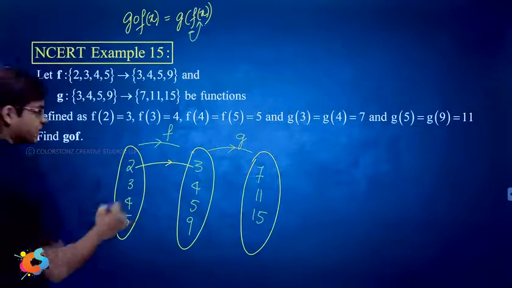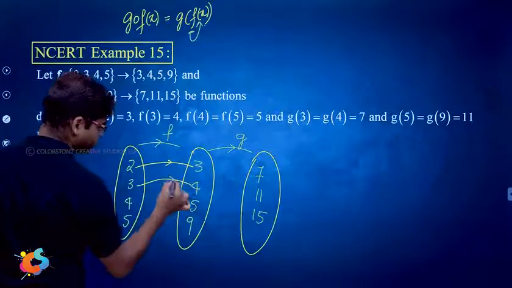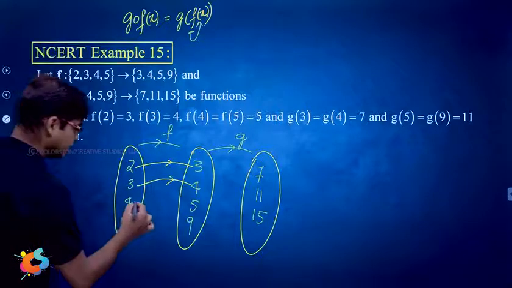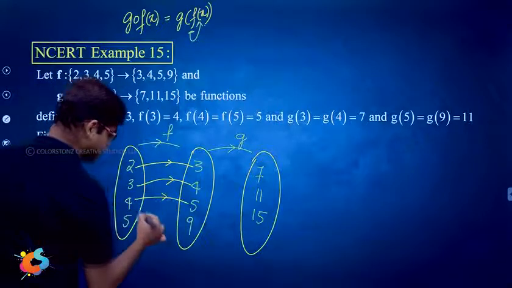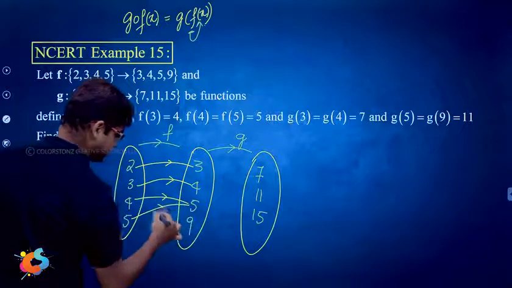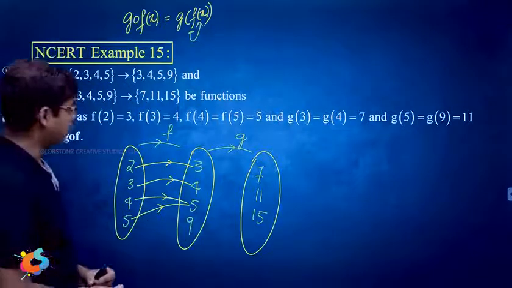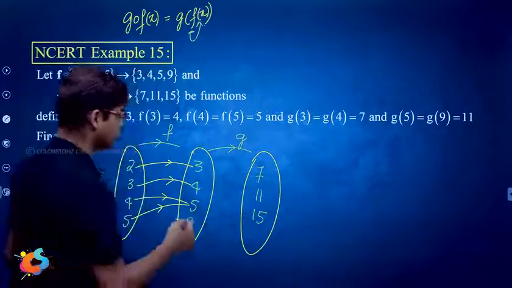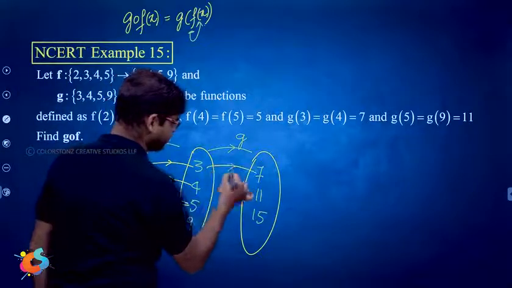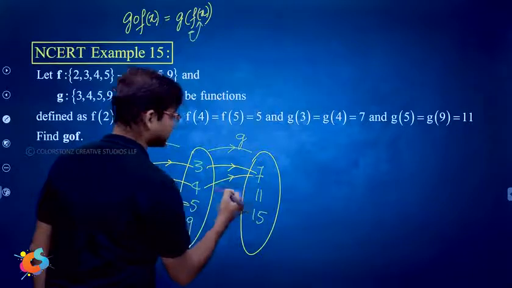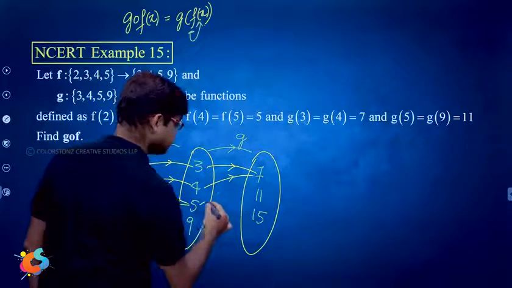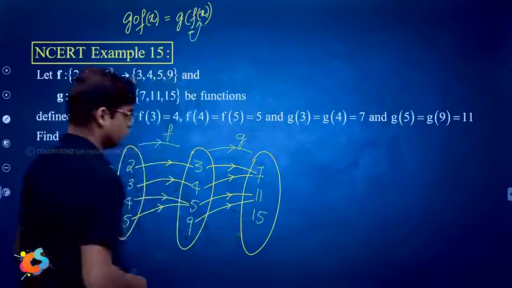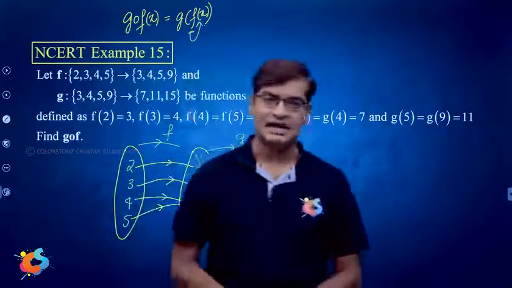Next, f of 3 is equal to 4. And f of 4 and f of 5 both are 5. So therefore this is how the mapping happens from f. Okay, so next after that, G of 3, G of 4 is equal to 7, and G of 5, G of 9 is equal to 11. So on the whole, this is the mapping that is happening.